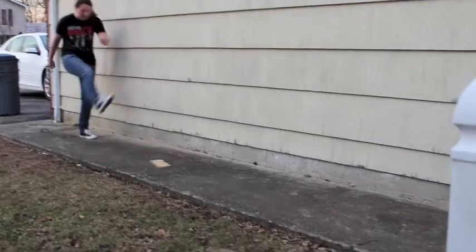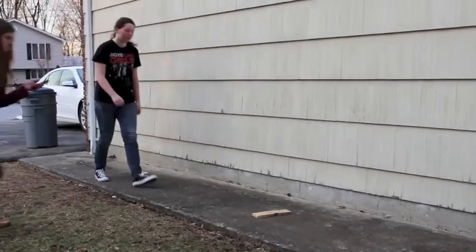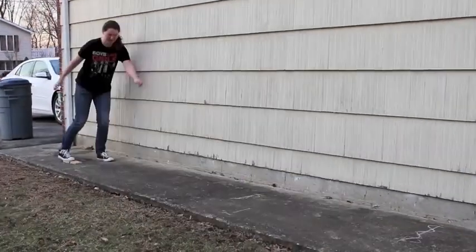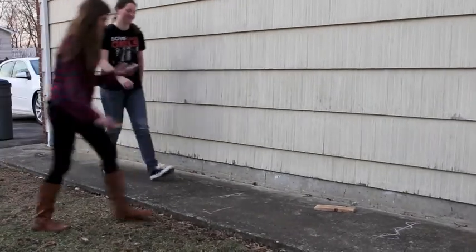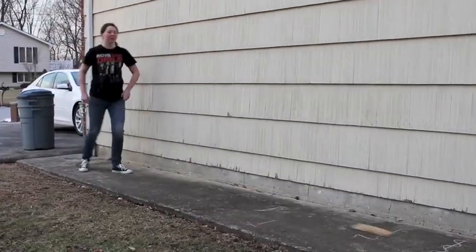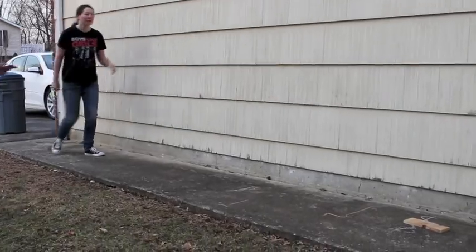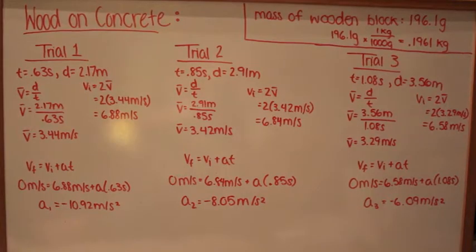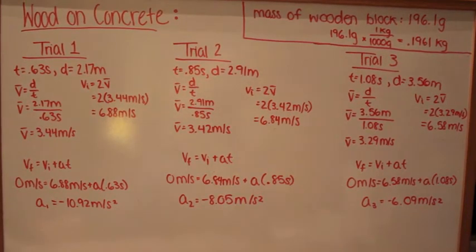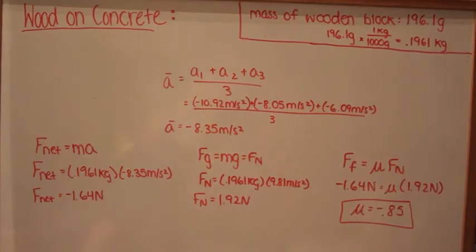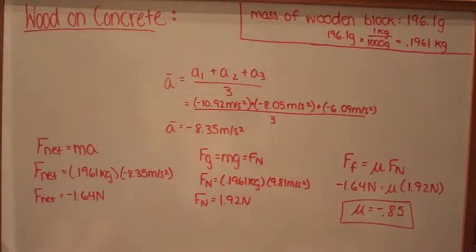The second experiment is wood on concrete. This is trial 1. This is trial 2. This is trial 3. The same calculations were performed on this experiment that were performed in the previous experiment, except using the data collected from the wood on concrete. Mu was calculated in the same way as in the previous experiment.